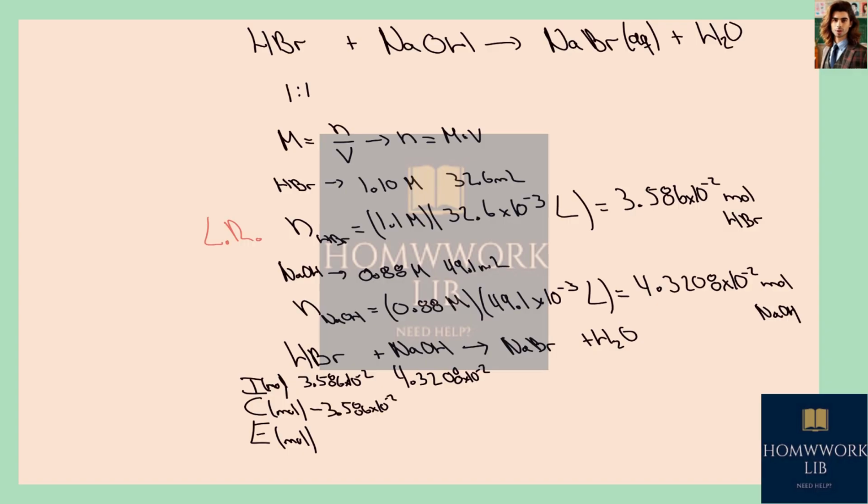First of all, in the amount of change, we're going to put the value for the limiting reagent. And in the part of the products, we're going to add it up. Okay, so at equilibrium here, we're going to have the same number. Over here, we're going to have 0. And of NaOH, we get 7.348 times 10 to the minus 3 moles.